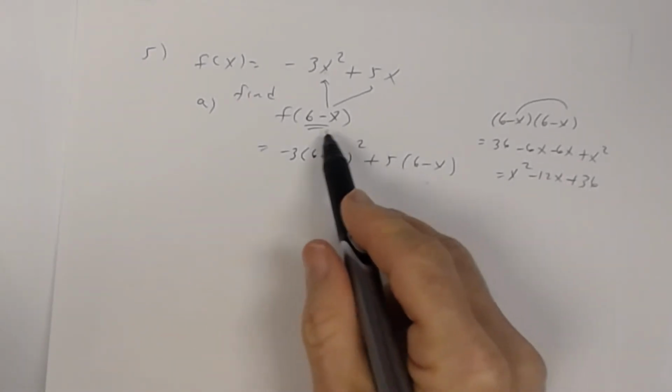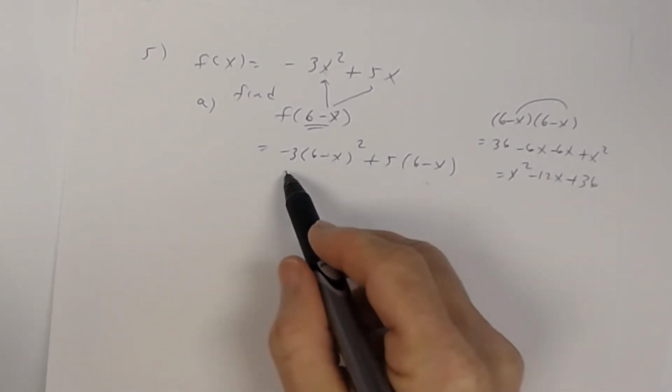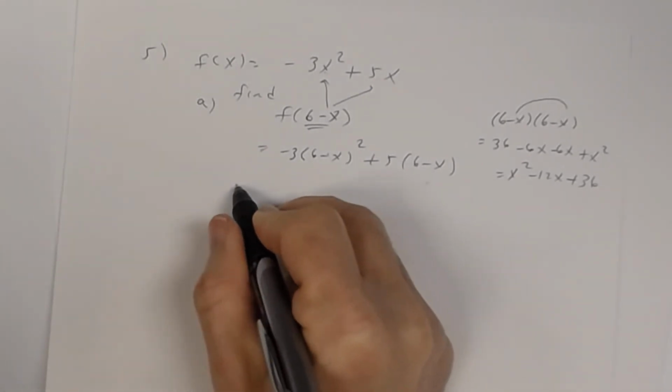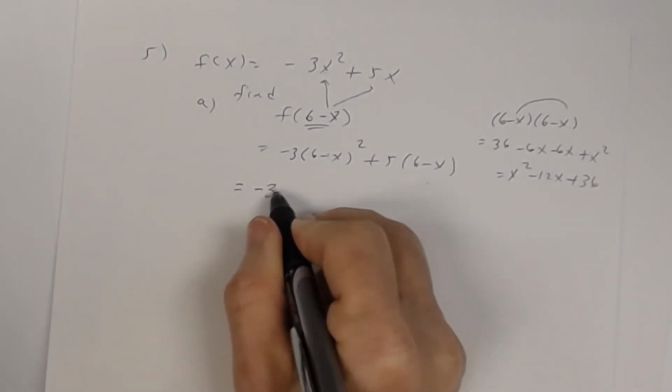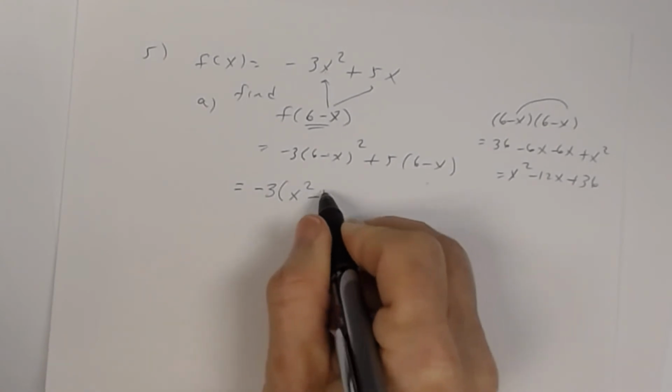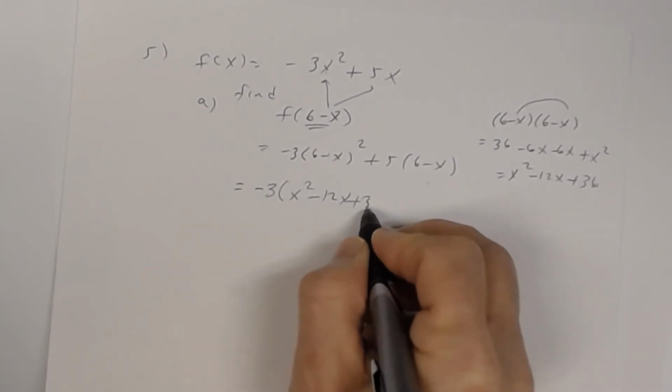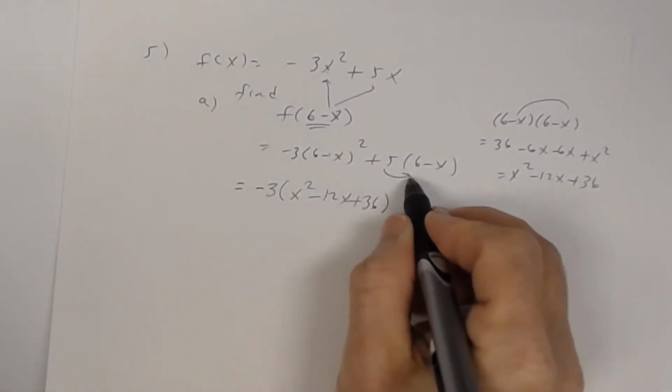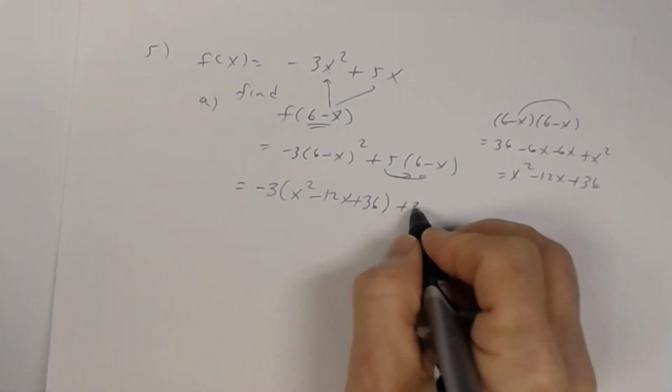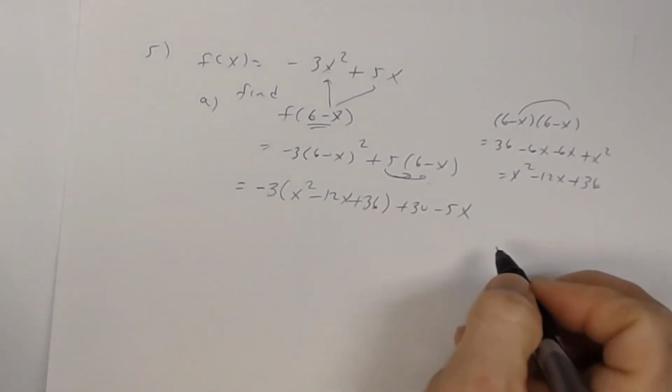That, though, is just this. But remember, that is being multiplied by negative 3. So now you have to say negative 3 times x squared minus 12x plus 36. And then let's go ahead and distribute this. You get plus 30 minus 5x.